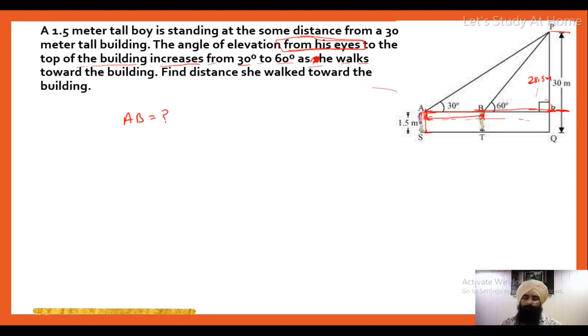So now one thing more you should be clear about: when you are more distant from some building, then the angle of elevation is small. Means the angle of elevation will be less. If you are near the building, then the angle of elevation is bigger than that angle.